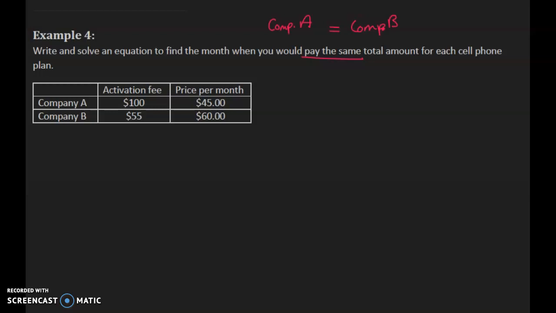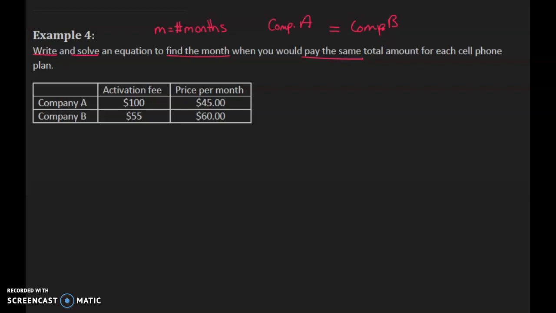Now it also is telling us to write an equation and solve it. So that's what we're trying to do. And it wants us to find the month when you would pay the same. So I'm going to use my variable for M, which is after how many months, the number of months you have to stay with the plans before company A and company B are the same price.